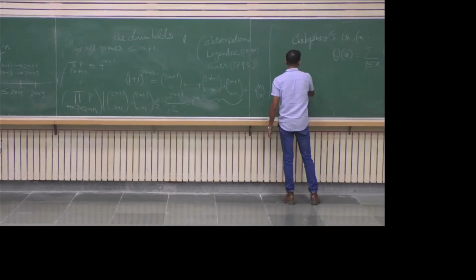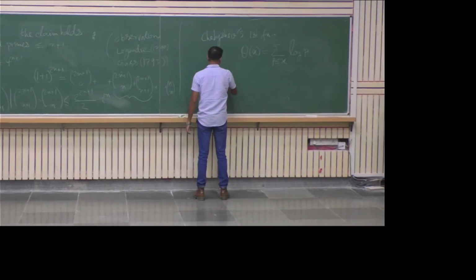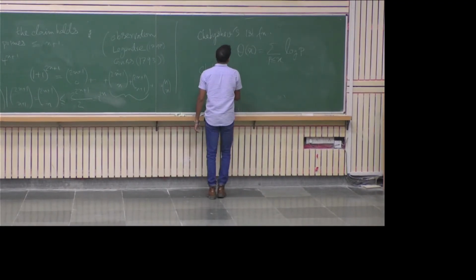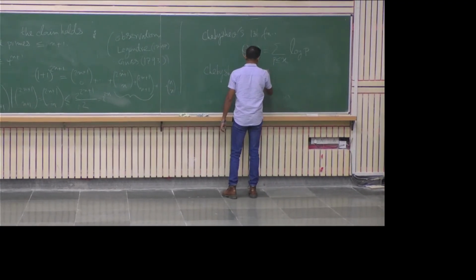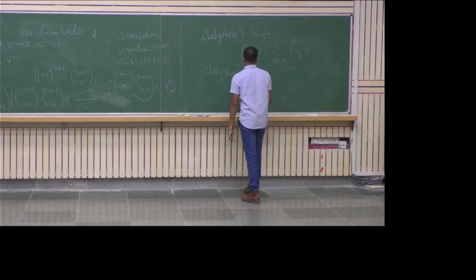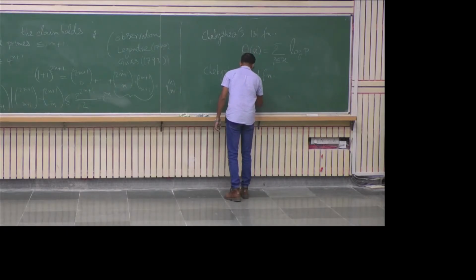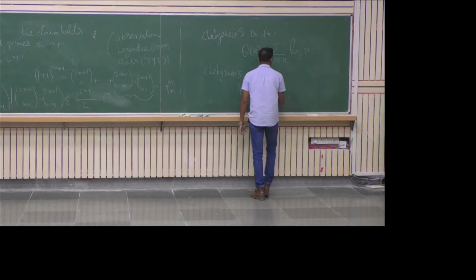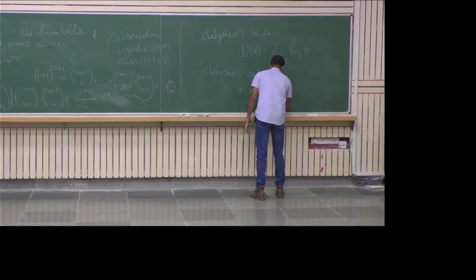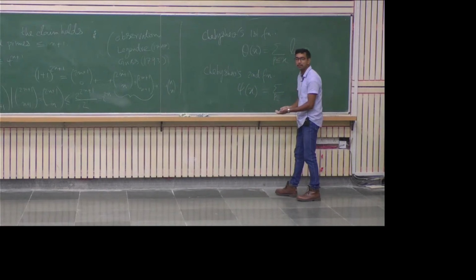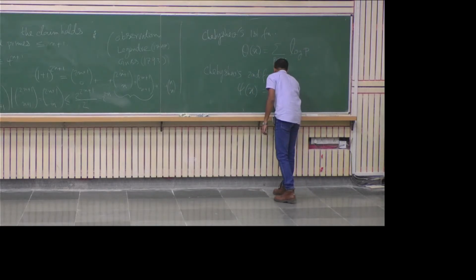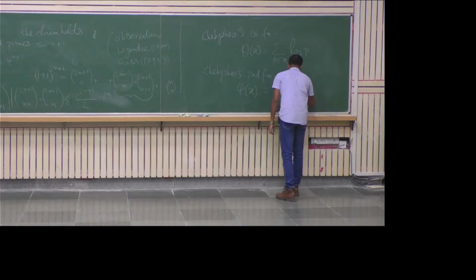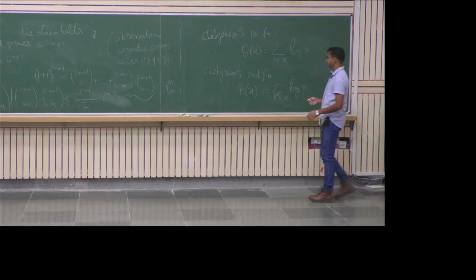And then you have the second function, psi of x, which is a sum over all the primes, well, not primes, but now you are summing over the prime powers. So p to the power k less than or equal to x, of log p.